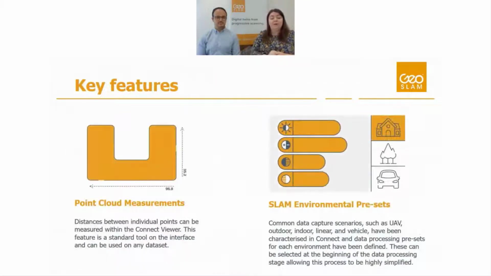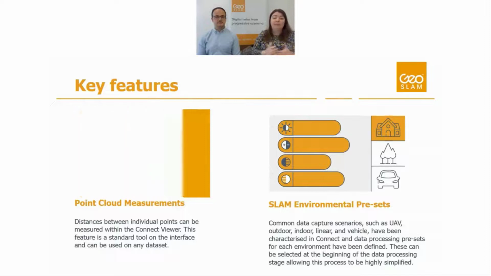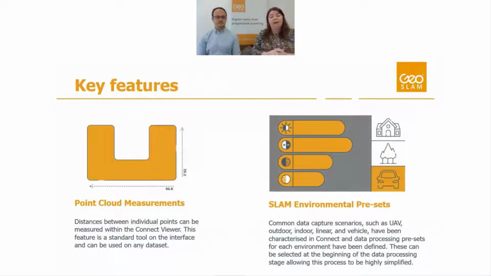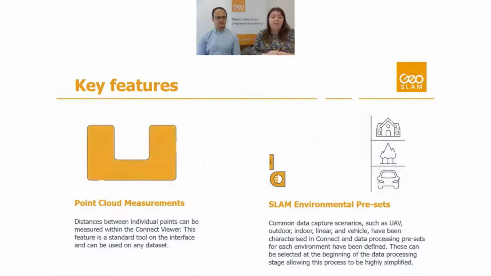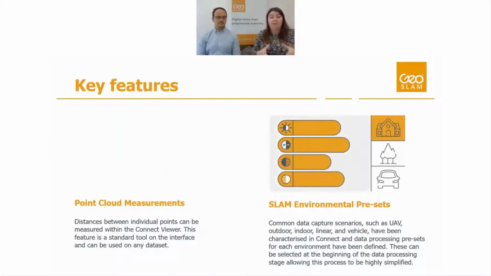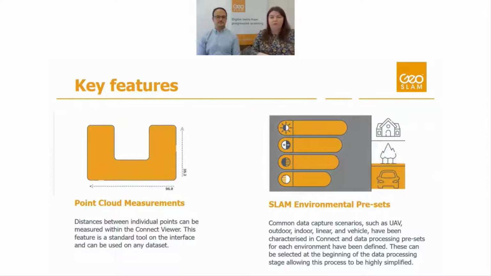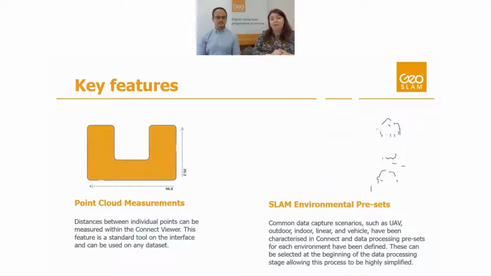So key features, we've got point cloud measurements. You can measure essentially from the image when it's aligned to the point cloud in the viewer. This is a standard tool on the interface, so you can use this on any other point cloud. So if you're not using the ZEB Vision workflow, you can also use this on any point clouds that you've already processed. And we also have SLAM environmental presets.